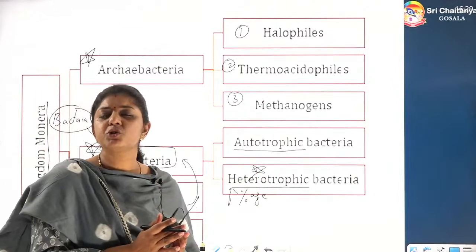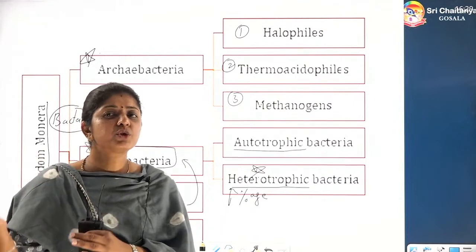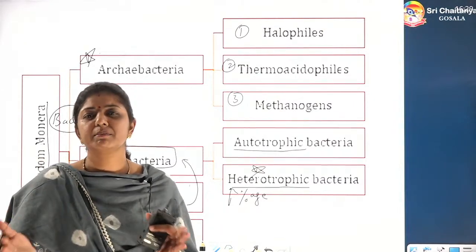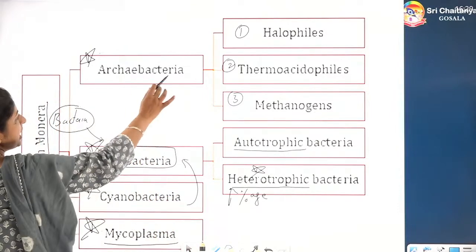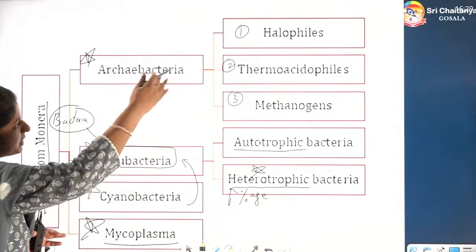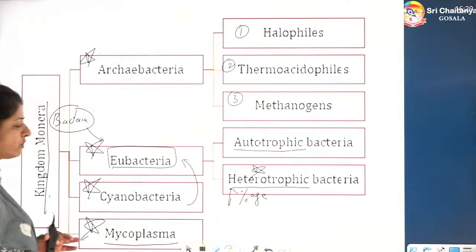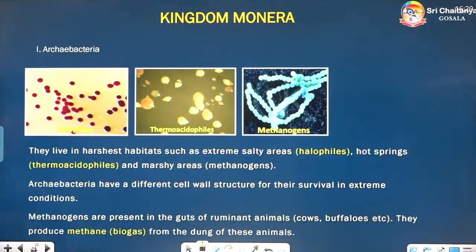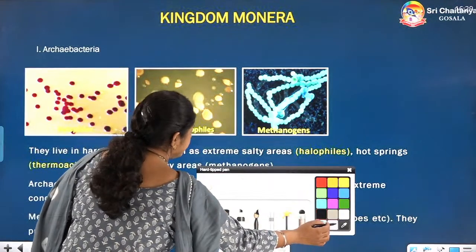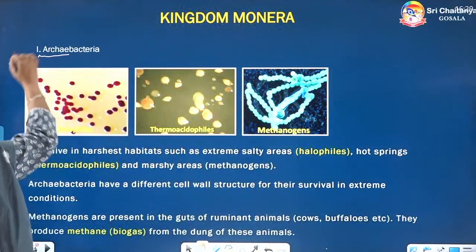Which can be disease causing, or can even be useful as well. That will be related to some other chapters we will discuss. Right now I am taking the first group, archaebacteria, which is further divided into halophytes, thermoacidophils and the methanogens, right? Now let's take archaebacteria. See the word archaebacteria, the word archaea is said for what thing? Ancient.